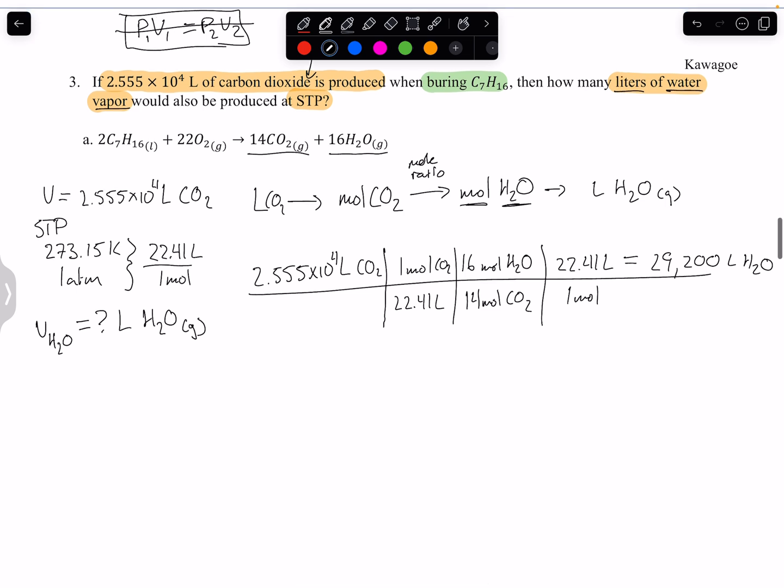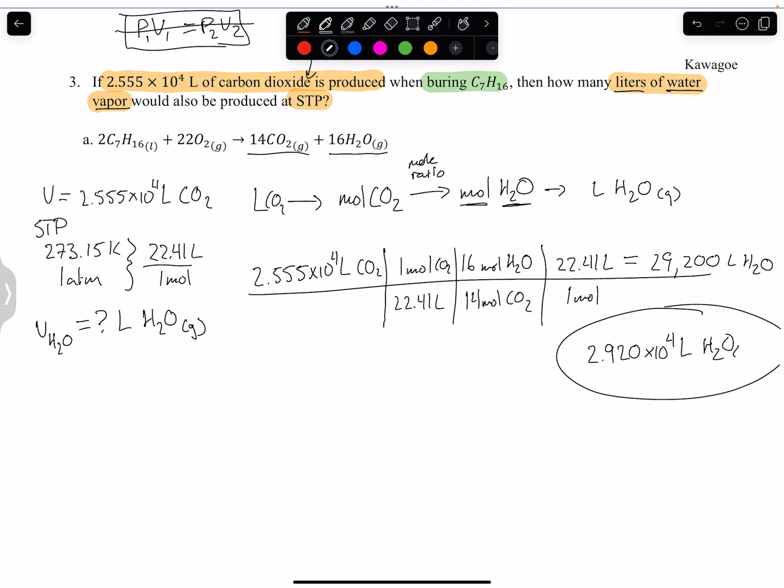Now, that's not in the correct sig figs. So how many sig figs do I have? Well, looking back, or maybe even starting from the beginning, 2.555, that's 4 sig figs. That's the only thing I provided in the question. We used 22.41 liters. That's 4 sig figs. So the smallest number of sig figs is going to be 4. So this should be 2.920 times 10 to the 4 liters of water vapor, or H2O gas.